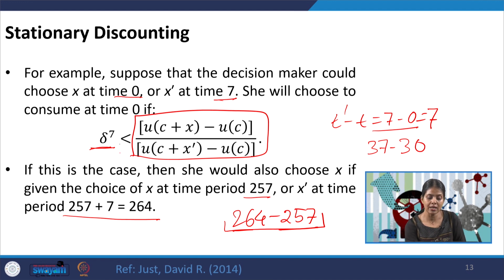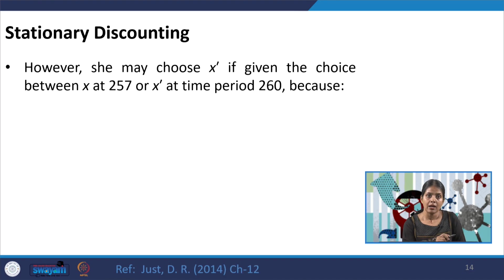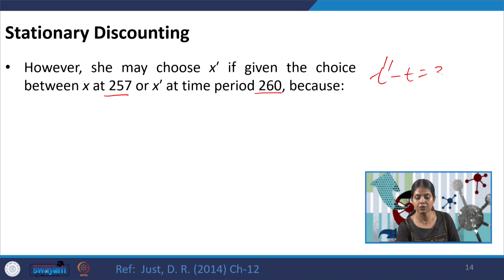The long it is 7, then delta raised to the power 7. If it is less than this expression, then the individual will choose to consume in period 0, will prefer x over x prime. However, she may choose x prime if given the choice between x at 257 or x prime at time period 260. Now, see, if it is 260 and 257, then t prime minus t is equal to 3. So, when the time period is different, then of course her choices can be very different.